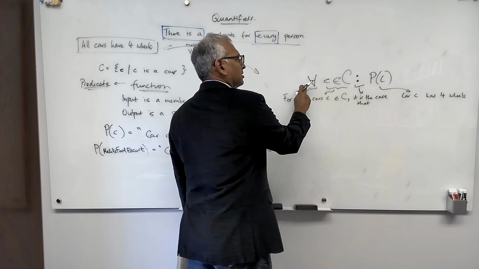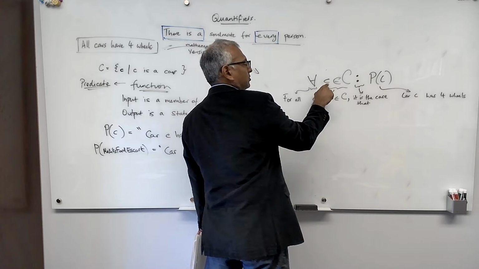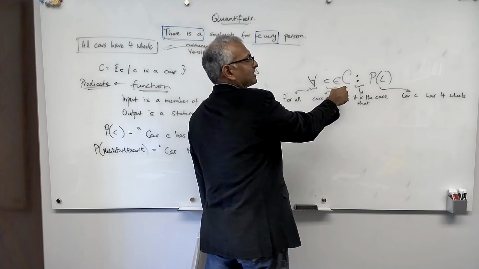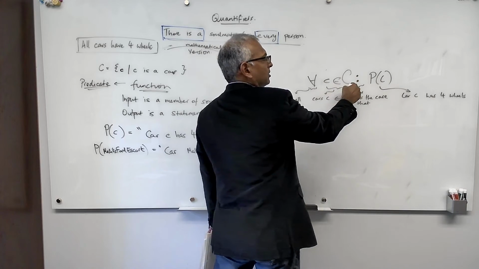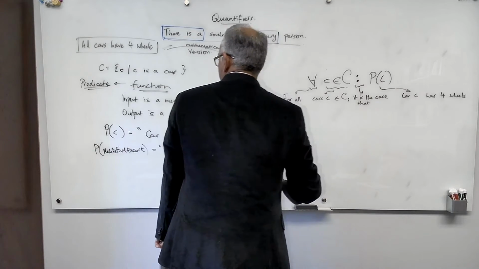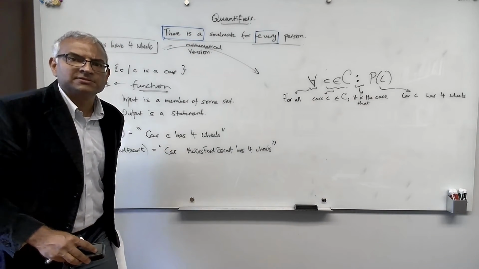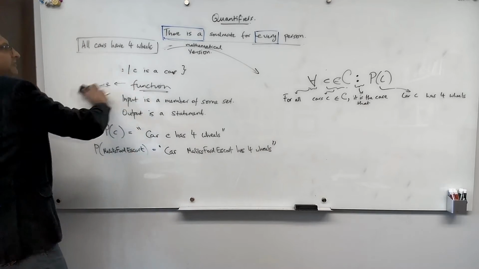So the for all symbol, you say, what set are you talking about? So your variable belongs to what set? Okay, and then you assert the claim you want to assert. So that's an example: all cars have 4 wheels. Another example.